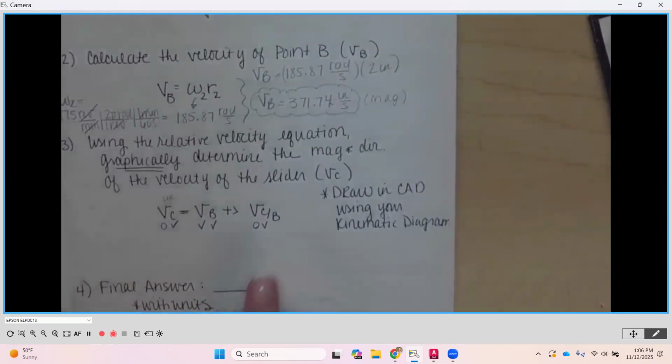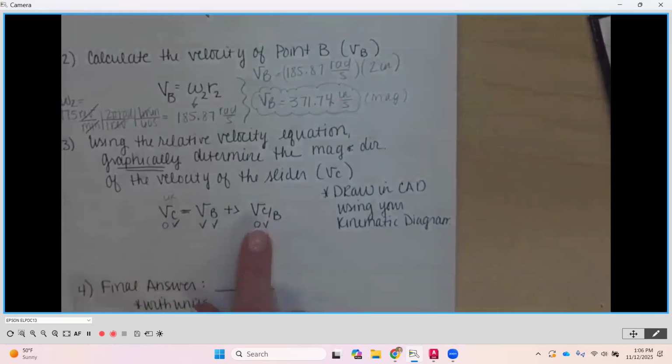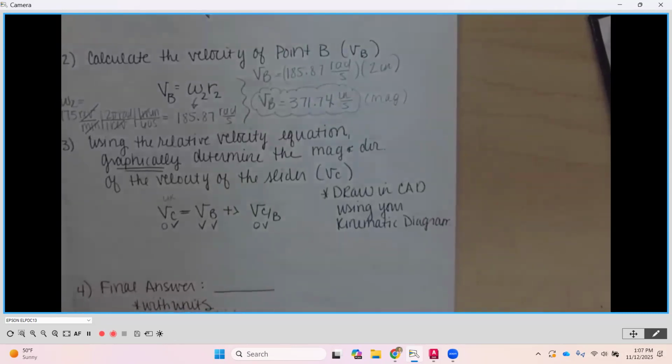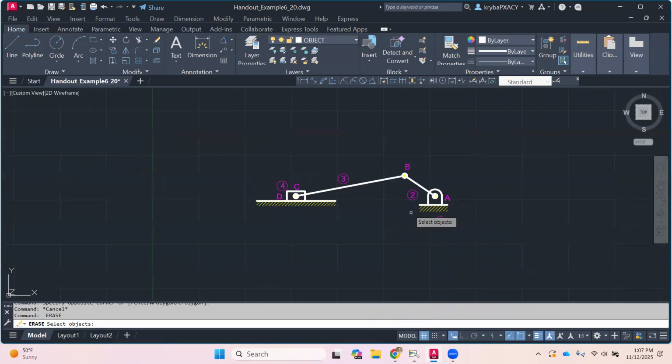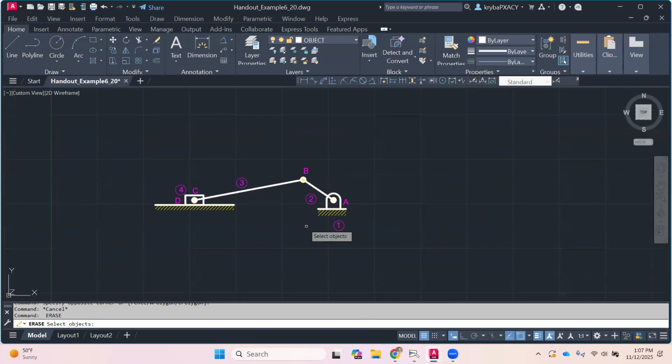So what we're going to do now is find the magnitude of VC and C relative to B using a graphical vector equation. Okay, so let's go ahead and go back to AutoCAD. Now, I'm going to kind of go back and forth underneath our thing here. So what we're going to use is AutoCAD to help us to create and get the directions for each one of our vectors.